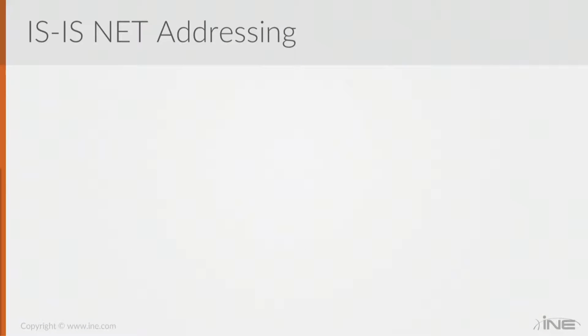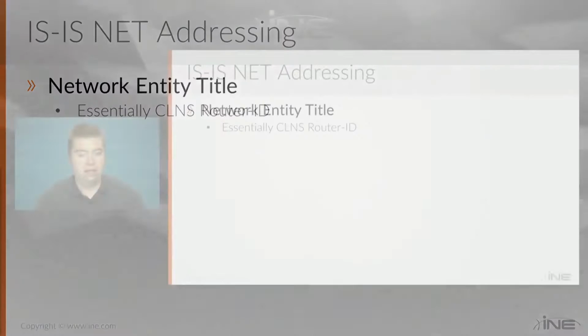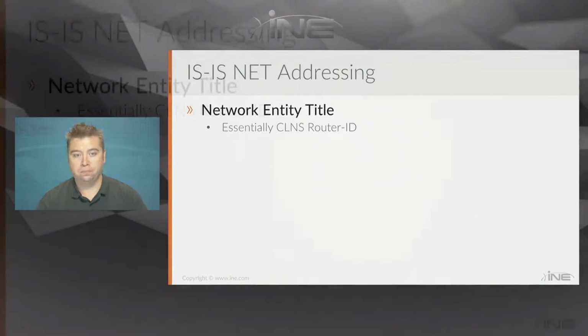Now, when we enable the process, one of the first things that we need to define with ISIS is what is called the network entity title, or the NET address. Now, the NET address, you can think of this just like how a router ID works in OSPF. It's the value that we use to define the node identifier in the shortest path tree, and that's eventually how we run SPF and do the calculation between the different nodes.